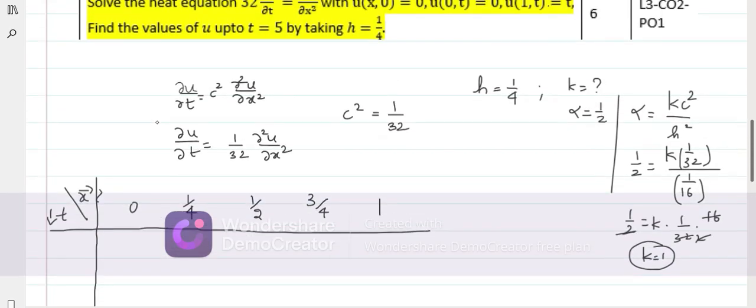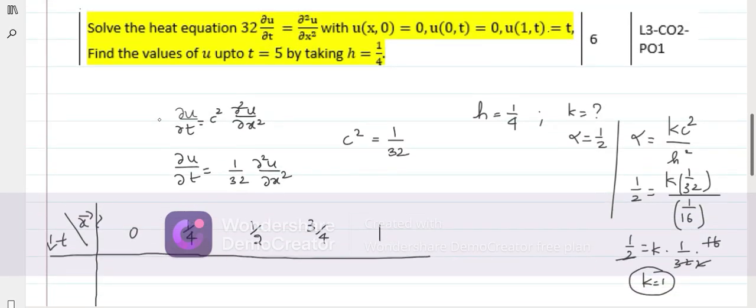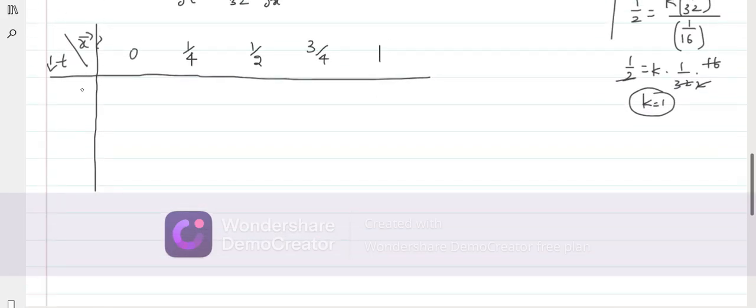Also observe the t value. What is given? It is up to t equals 5 we have to calculate, and in the initial condition you can see that the t value starts with 0, and the k value is 1. So 0 to 5 with step size 1 gives 0, 1, 2, 3, 4, 5.